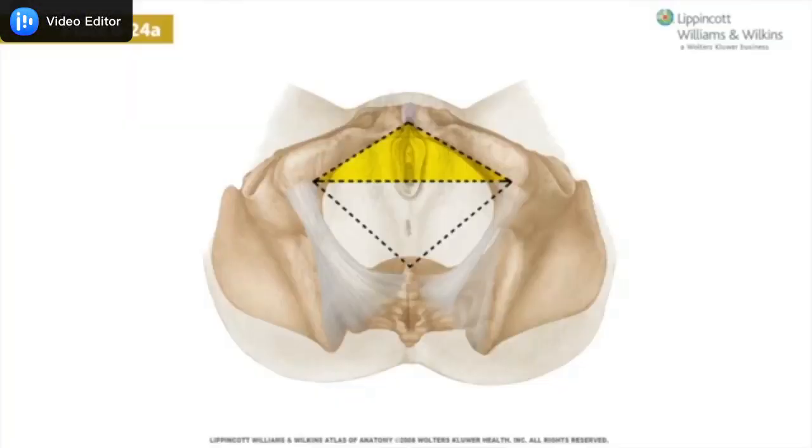All right, let's pick back up with the lecture. Anterior to the anal triangle is the urogenital triangle. This half of the perineum is divided into vertically stacked pouches by layers of fascia.